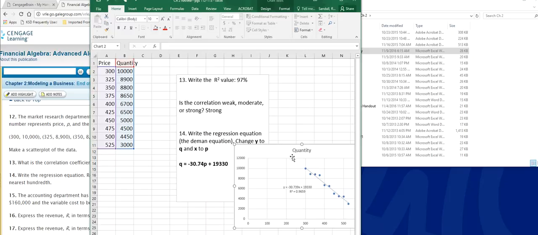So please make sure that you have this graph done, that you displayed the equation. You understand that the correlation coefficient is strong because it's above 70% here. And then you've converted the linear equation here to terms that we can use later on in our problems with the price and the quantity.